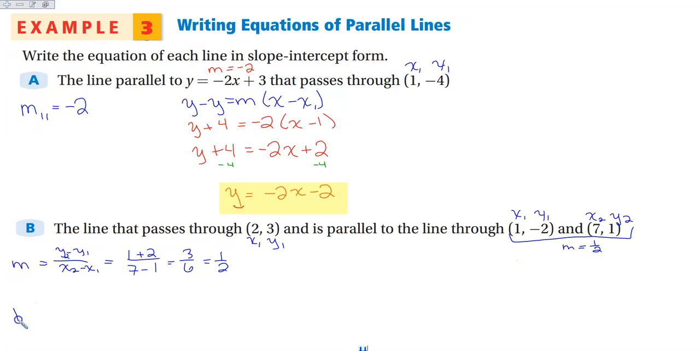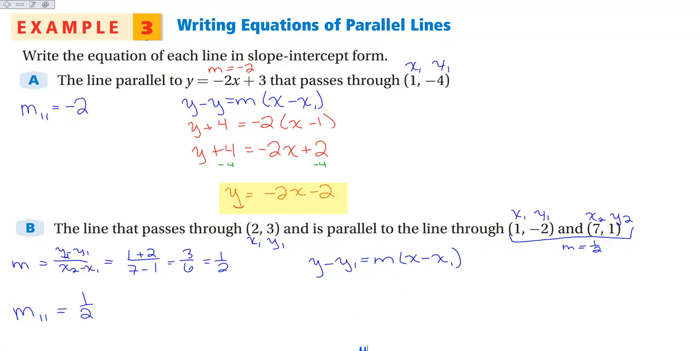So now my parallel slope is going to be the same thing. So again, I have a slope of 1/2. So now we're at the same point where we were for this earlier equation. I'm going to start with point slope form. y minus y1 equals m times x minus x1.